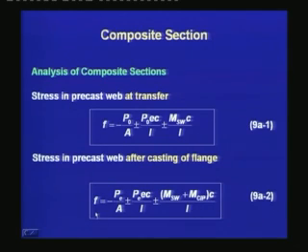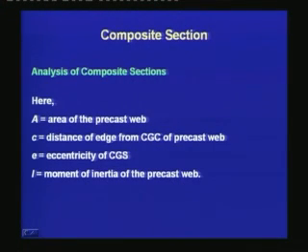Thus, the stress is given as minus Pe by A, which is the uniform part, then plus minus Pe times e times c divided by I, which is the part due to the eccentricity of the pre-stressing force, and the third term is plus minus (M_SW plus M_CIP) times c divided by I. This third term is due to the self-weight of the section. In these expressions, A is the area of the precast web, c is the distance of edge, whether it is the top or the bottom, from CGC of precast web, e is the eccentricity of CGS with respect to the CGC of the precast web, moment of inertia of the precast web is denoted as I.